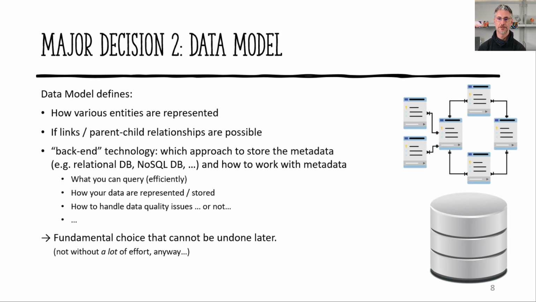The next major decision that you need to take is the data model. The data model defines how the various entities are represented, or if links, parent-child relationships and hierarchies are possible. It's essentially a choice of the back-end technology, how to store the data and metadata. Here you broadly have the choice between relational databases like SQL type databases and NoSQL type databases. And this influences how you work with metadata. It affects how and what you can query, at least efficiently, how the data are represented in stores, and how to handle data quality issues or not.